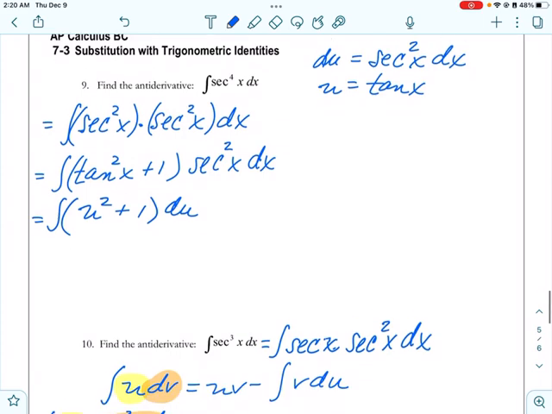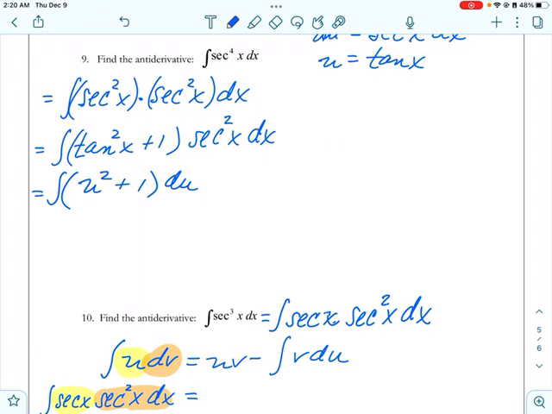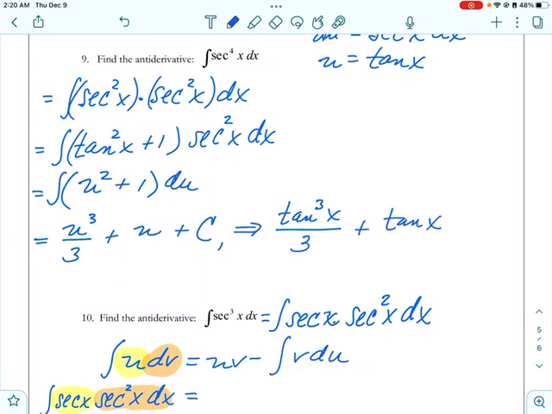Okay, so now I'm going to integrate, so I get u cubed over 3 plus u plus the arbitrary constant. Now I'm going to back substitute because my u is equal to tangent. So I end up with tangent cubed x over 3 plus tangent x plus c, and there's my antiderivative.